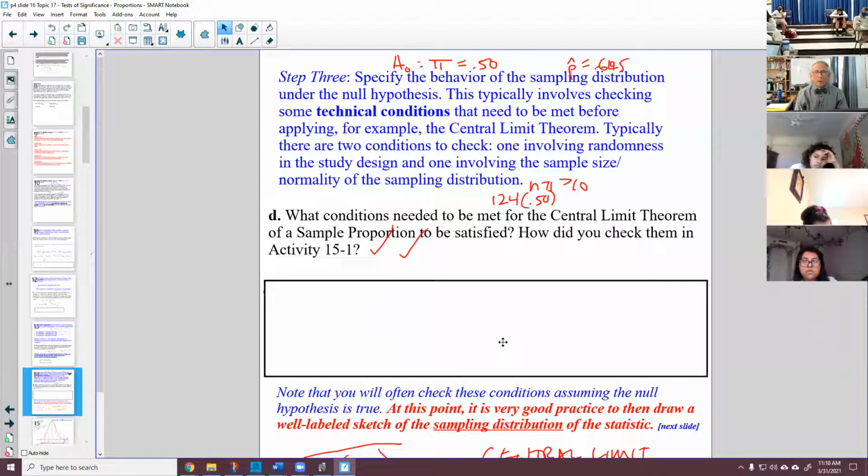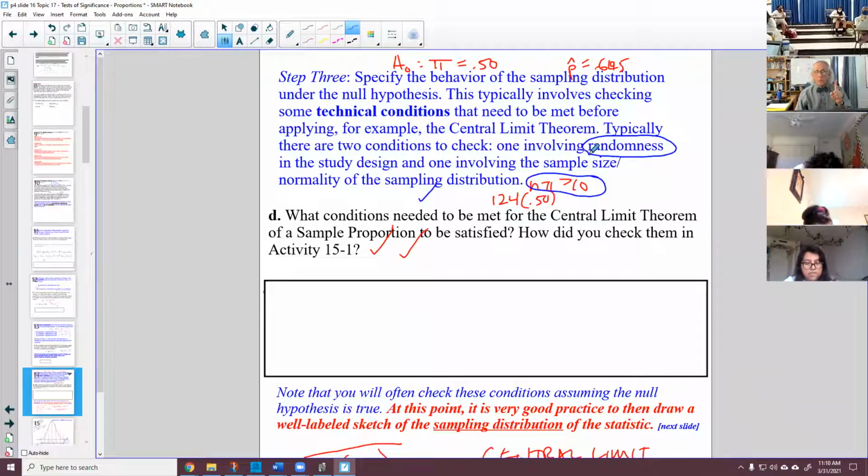So we tested our conditions. We tested to make sure that n times pi was greater than 10, and n times 1 minus pi is greater than 10. Those were okay, so we could use the central limit theorem. We also tested that the study involved randomness. So as long as it's random and the sample size is big enough, we can use the central limit theorem. Am I going too fast? I'm just reminding you. We're okay? This is all in the video I sent out yesterday too.